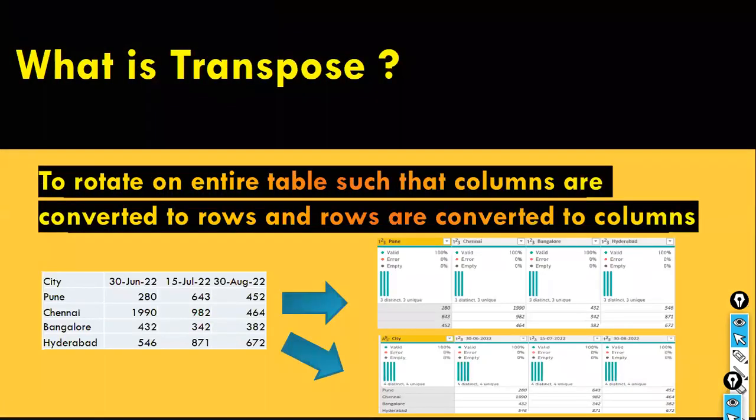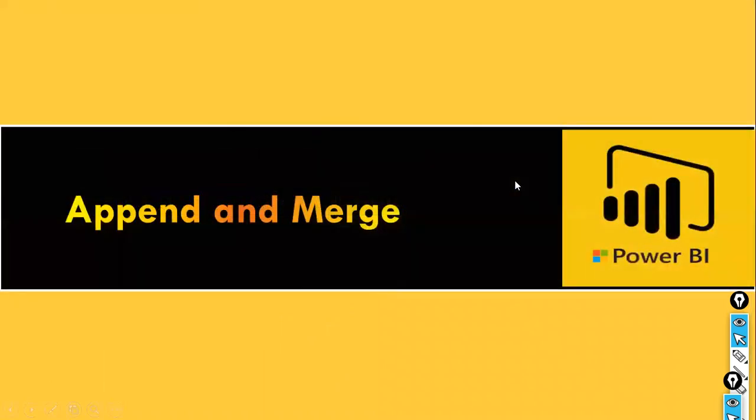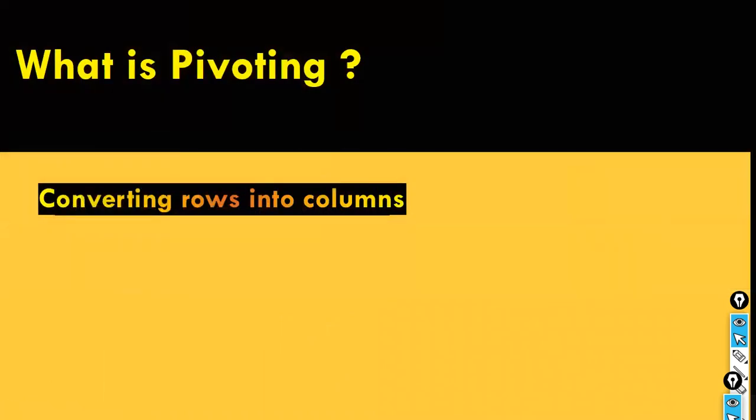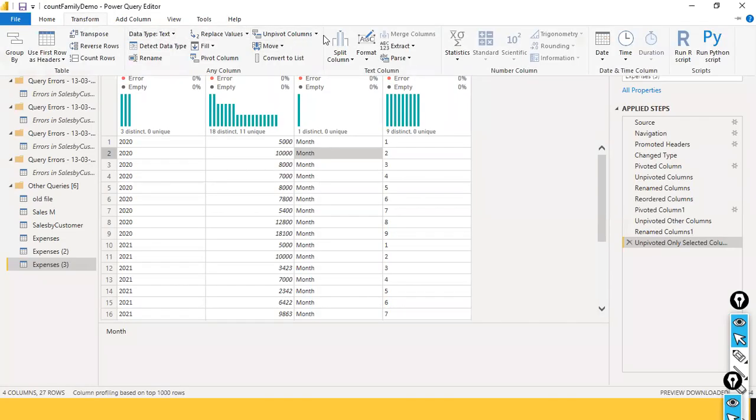And what is the difference between transpose and pivoting and unpivoting? With transpose, in one go you can do pivoting and unpivoting. Once you click on it, it will become pivoting. And one more time when you click, it does both jobs, pivoting and unpivoting. Or if you want only pivoting, you can use this one. Or if you want only unpivoting, you can use this option.